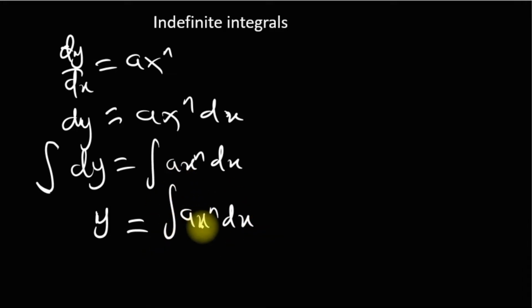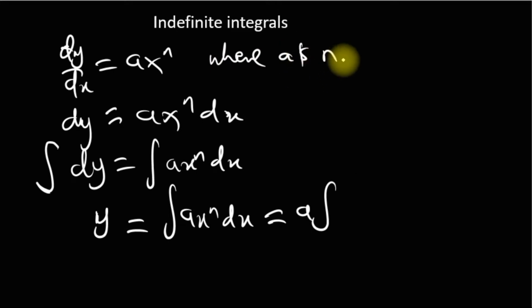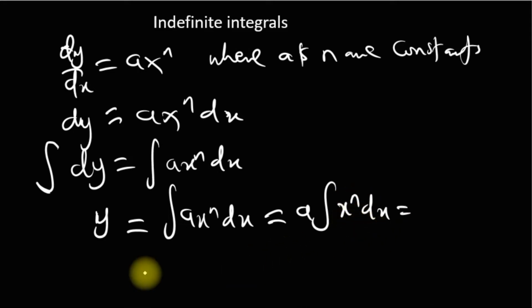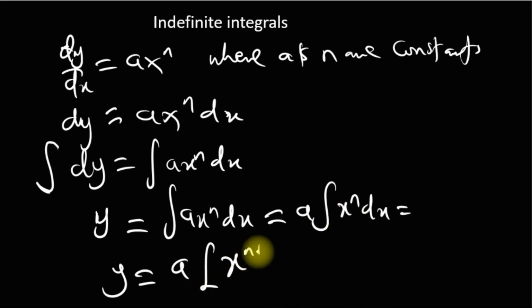We are asked to integrate this. And how do you normally do it? Just bring out the constant, because a and n are constants. So bring out the constant, the coefficient. So we now integrate. And how do you do it? Remember we brought out a, this: add 1 to the power, divide by the result, and after that add a constant.